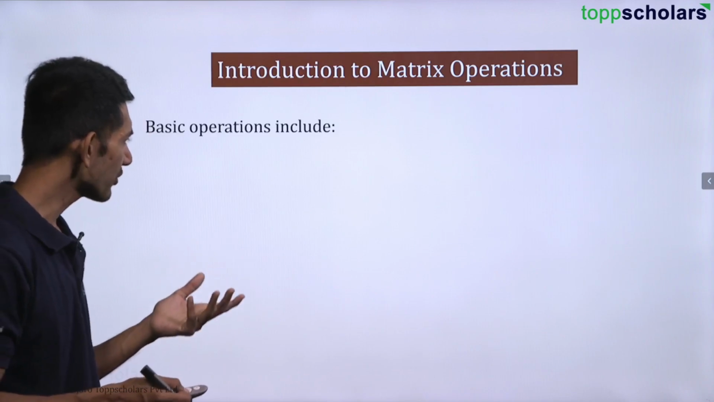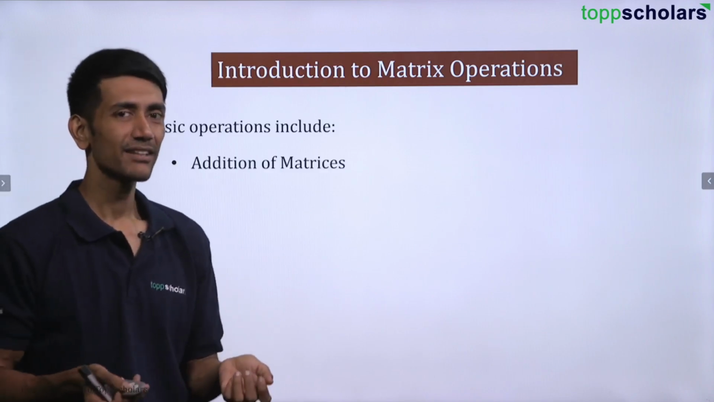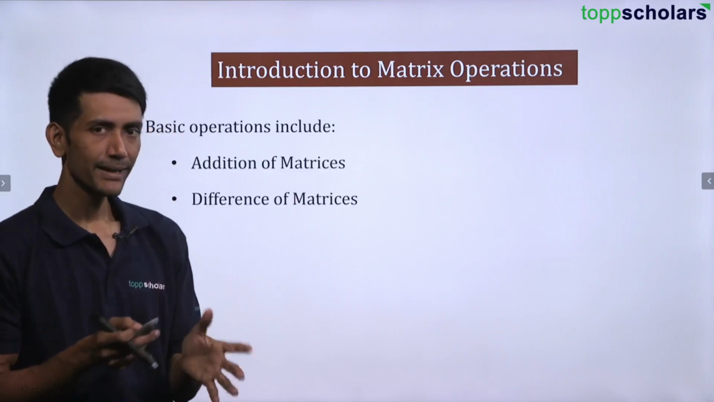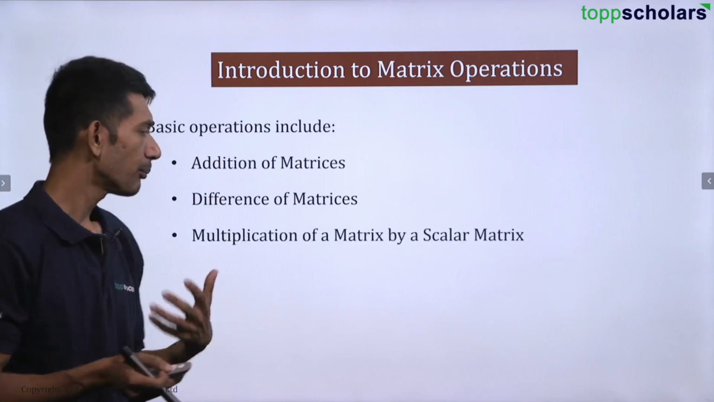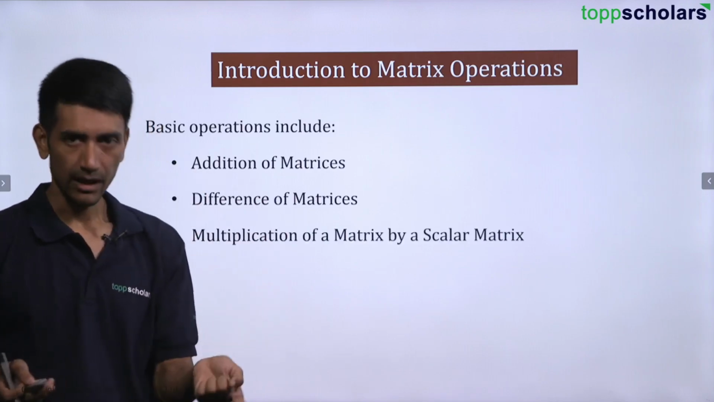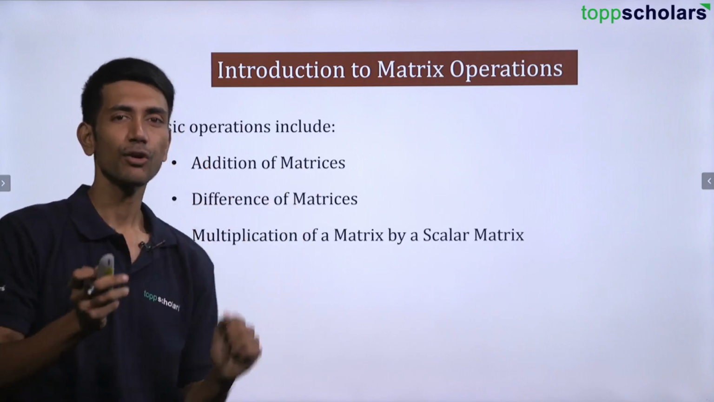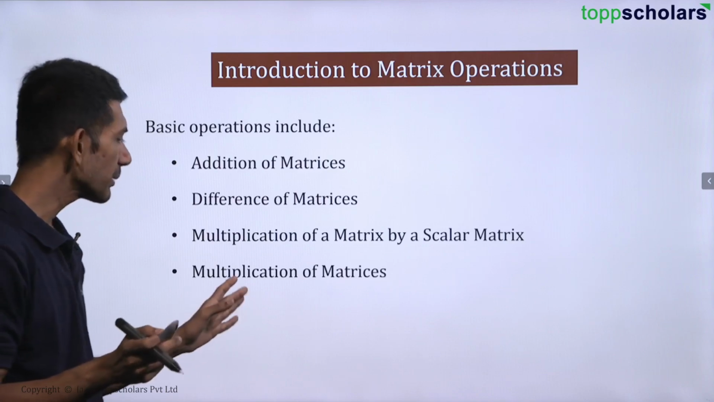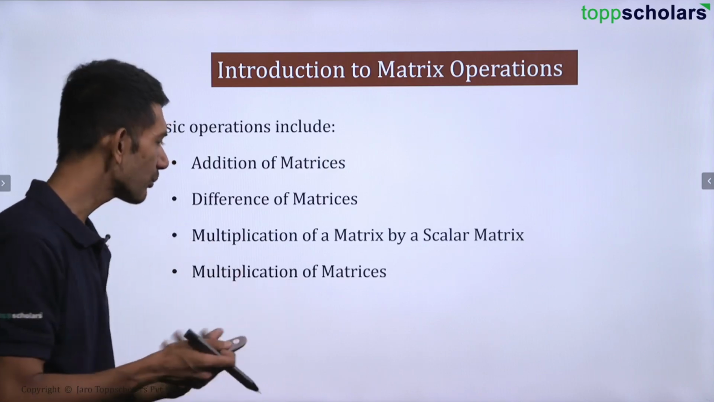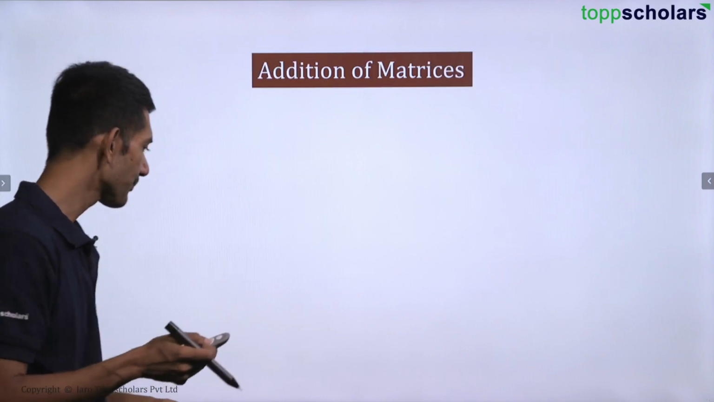So here basic operations include the addition of matrices, difference of matrices, that is subtraction, multiplication of a matrix by a scalar, that is we'll see how to multiply the entire matrix by a single non-zero number, and then multiplication of matrices. We'll see how to multiply the actual 2 matrices here.